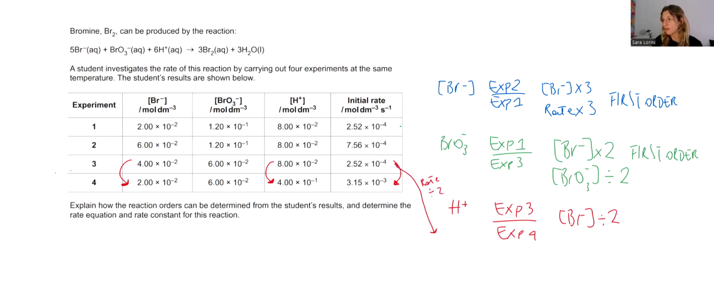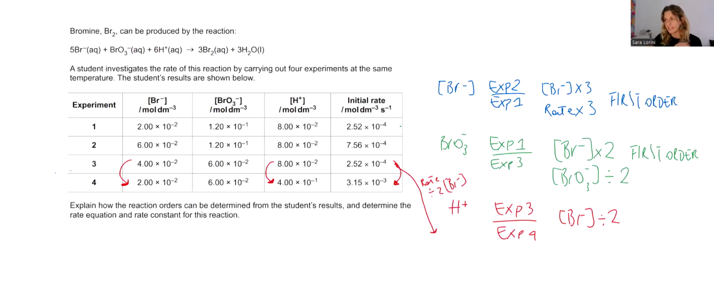Why? Because of the bromide concentration. Okay, so this gives us an intermediate value, which is the rate if hydrogen doesn't change at all. Let me get the calculator and let's do it together. If you've done another experiment and you're doing this 3 and 4 comparison, do the calculations with me.